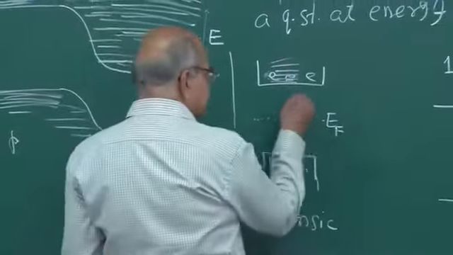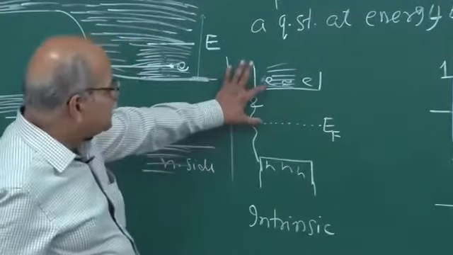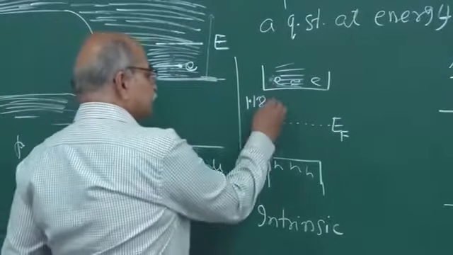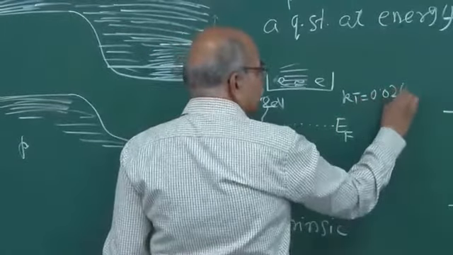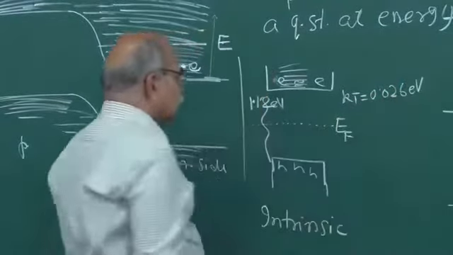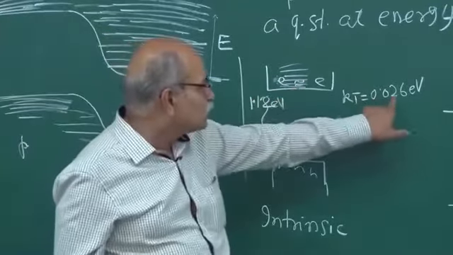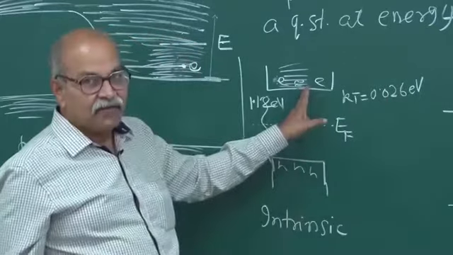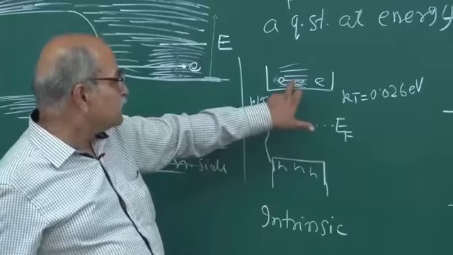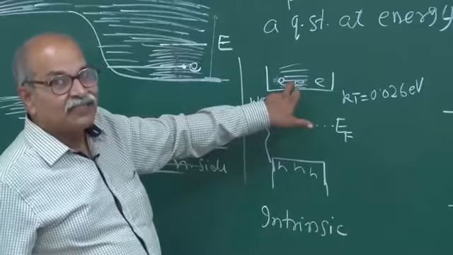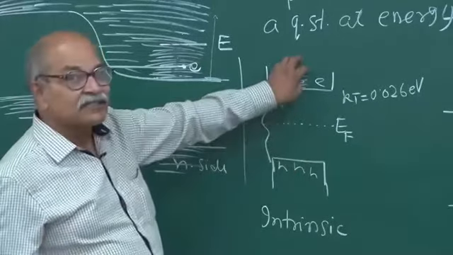These quantum states are far away from EF. Far away means, for silicon, for example, this gap is 1.12 eV, so half the gap will be 0.56 electron volts, and kT at room temperature is 0.026 eV. So it's far away, and therefore the probability that an electron will be in this quantum state is very, very small, and that is why you have a very small number of electrons able to reach here.